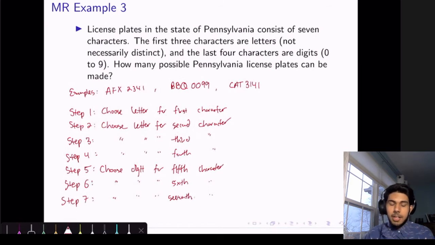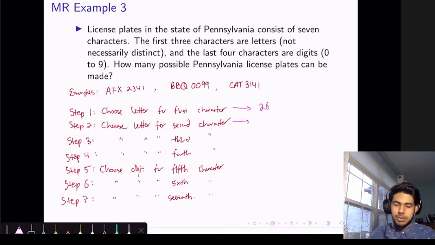So now we have to figure out how many ways can we perform each step. So let's look at step 1. We choose a letter for the first character. There are 26 English letters. We'll just assume that we're using English letters. So we can do that in 26 ways.